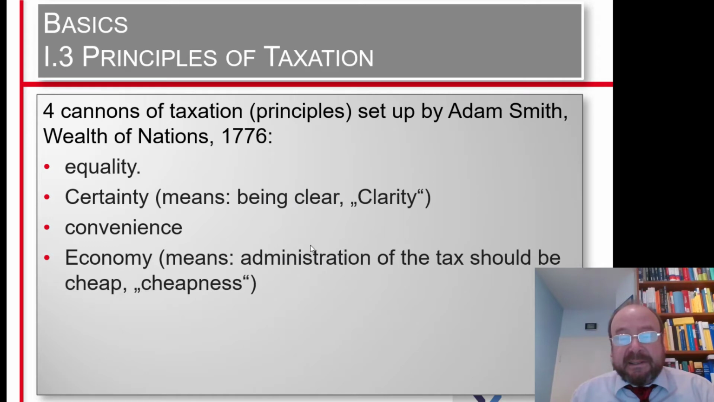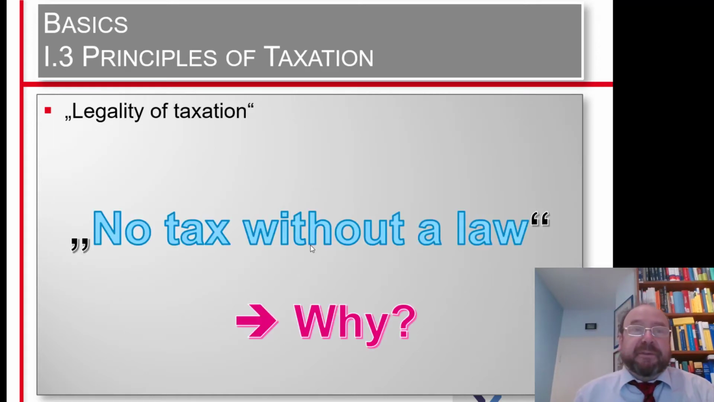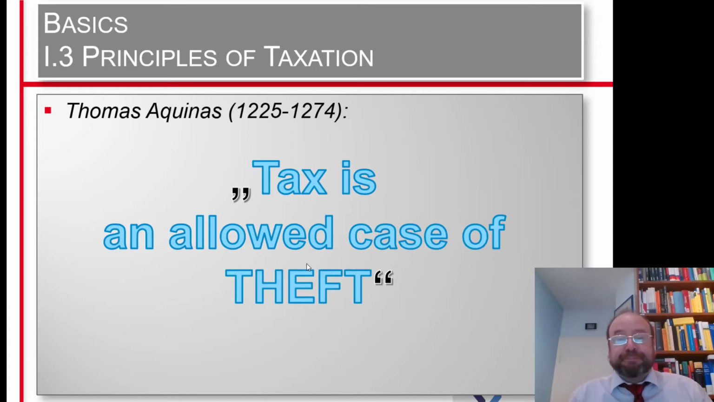Well, let's talk about the first principle which I mentioned. That was the legality of taxation, so that there must be a legal base. Very often this is simply put into the phrase no tax without a law, without the legal basis. The question is naturally first, as always, why?